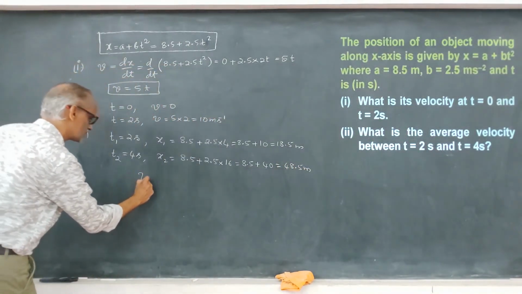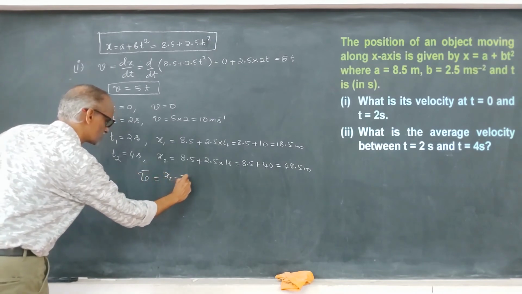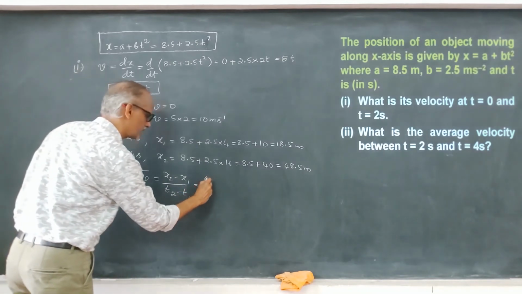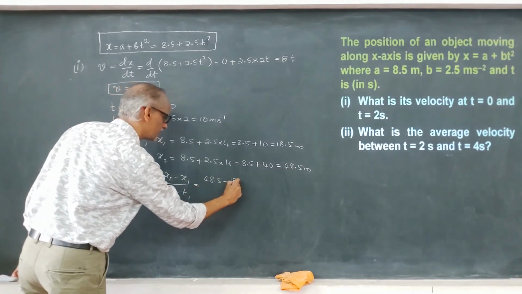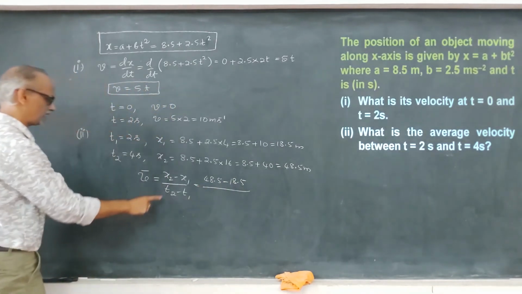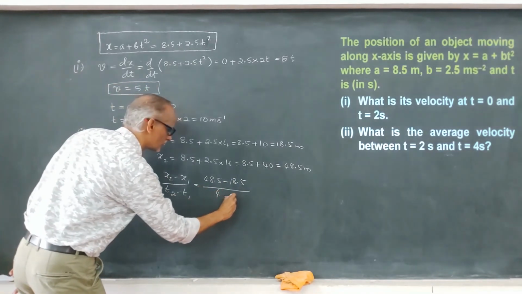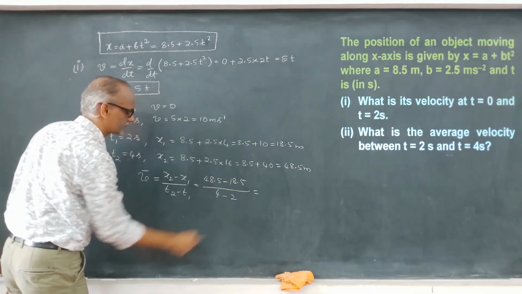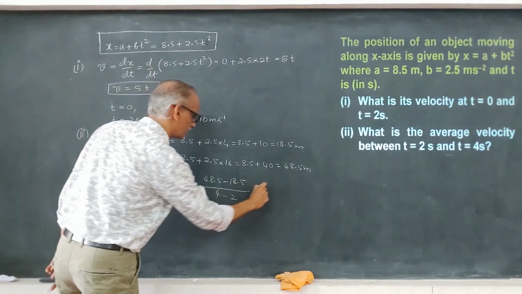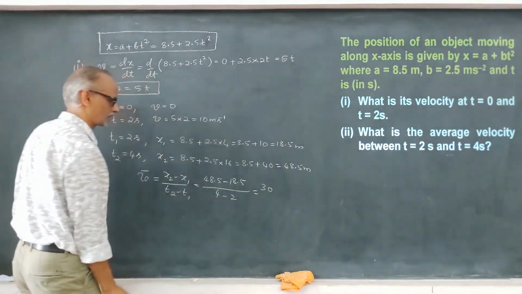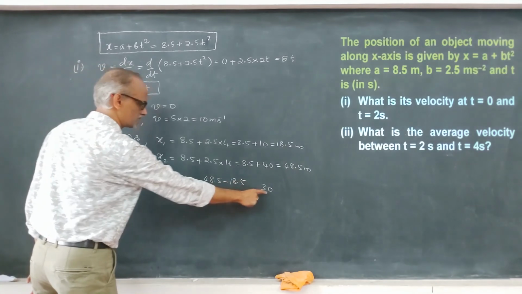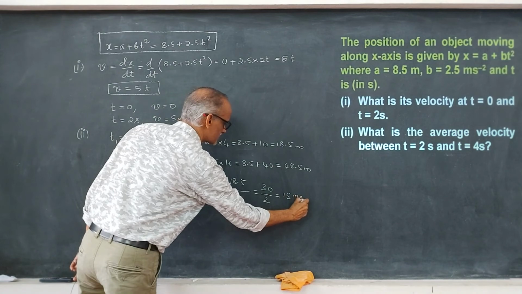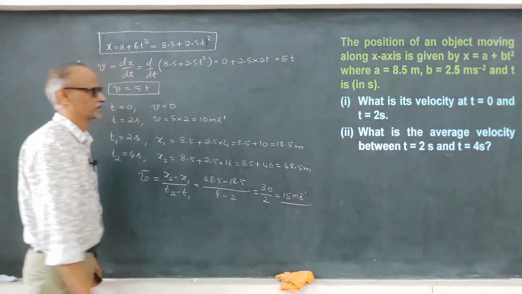Now, we will use the average velocity formula. Average velocity is x2 minus x1 by t2 minus t1. What is the value of x2? x2 is 48.5 minus 18.5, divided by t2 minus t1, which is 4 minus 2. The difference 48.5 minus 18.5 is 30. Divide by 2, 30 by 2 is 15. We are finding velocity, therefore, the unit is meter per second.